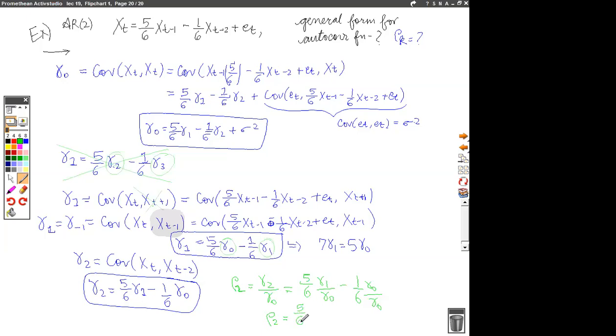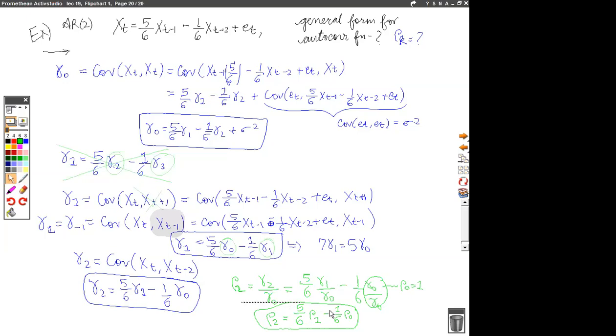So how can I write my gamma 1 upon gamma 0 as? It can just be 5 upon 6 rho 1, right? And this is just 1. So this is minus 1 upon 6. But I know that 1 is what? 1 is just rho 0 here. So I write rho 0 here. And we know that rho 0 is always 1. So I get my rho 2 as 5 upon 6 rho 1 minus 1 upon 6 rho 0.